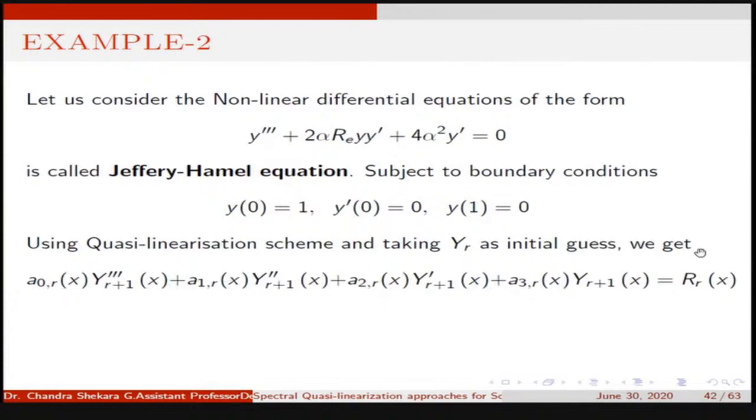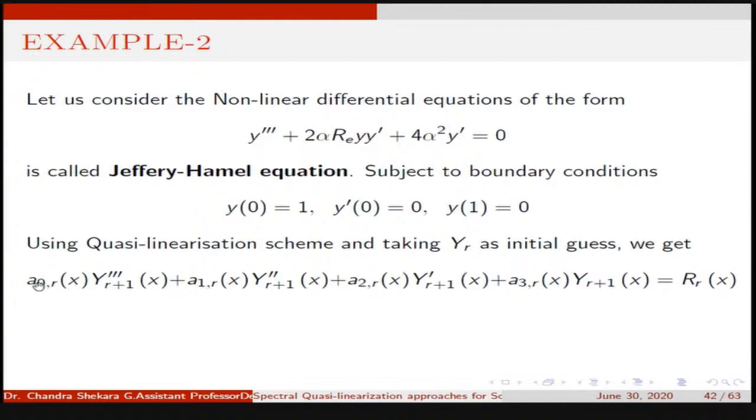After shifting all the terms with suffix r to the right hand side, we'll get this expression, as I mentioned in the previous slide. So this is a0r into y triple dash plus a1r into y double dash, and so on, is equal to R r. R r is the right hand side, which will be completely at the rth iteration, whereas the left hand side is at the r plus 1th iteration.